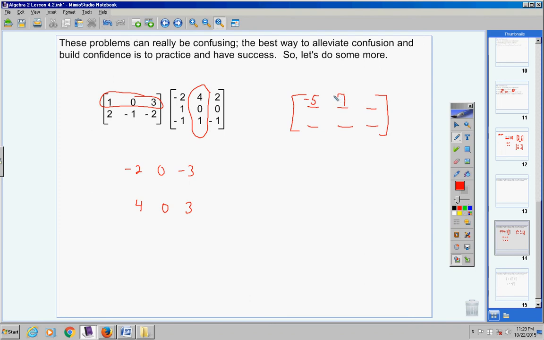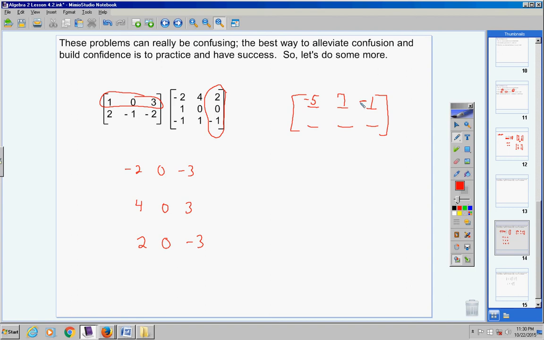Alright? Now, are we finished with this row right here? No, because we've not multiplied by every column. There's still one more column we have to use here. And so let's slide this over here to this column. And here we go. 1 times 2 would be a positive 2. 0 times 0 would be 0. And then 3 times -1 is -3. Combine those numbers and you get a -1.